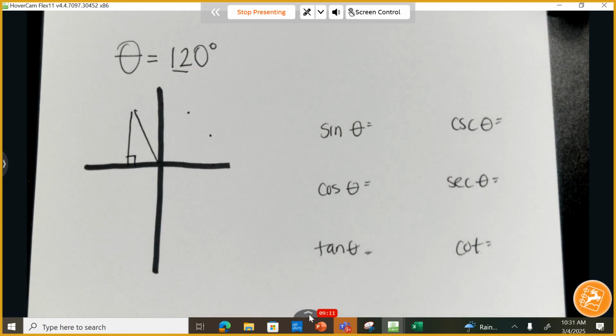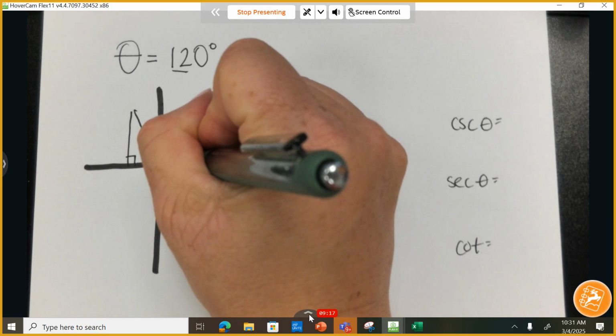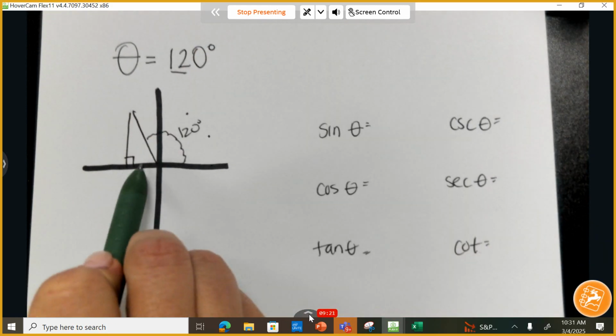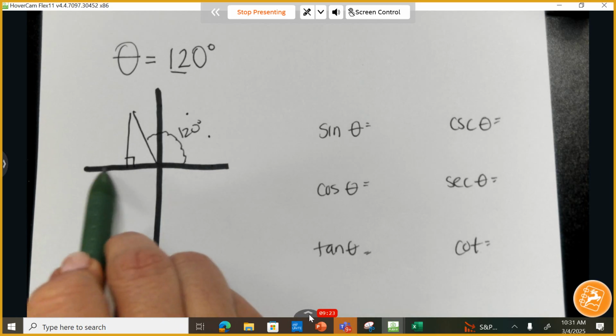Now this is what Mello was just asking. This is actually called the reference angle. So what reference angle means is, I know it takes 120 to get here. That's how I just came up with that. But I want to get back to this axis.